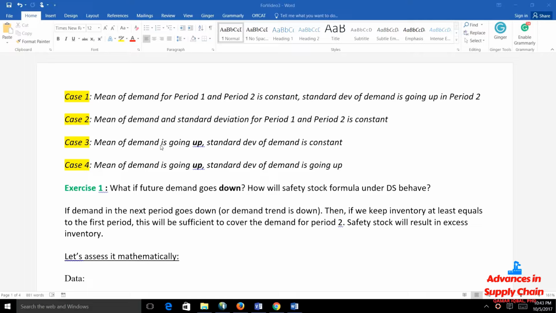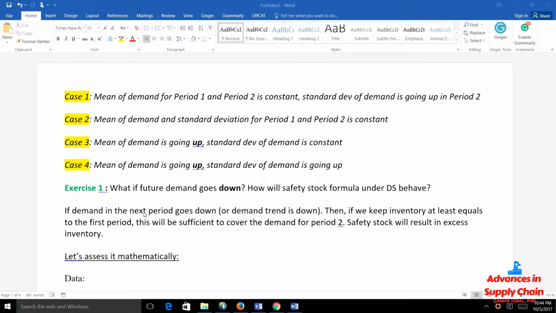At the same time, I gave you one exercise and I asked you guys to see how the safety stock formula would behave in those cases when the demand goes down. Okay, so I'm gonna go over this exercise right now. I don't know if you guys have enough time to do that, but I will go over it right now.